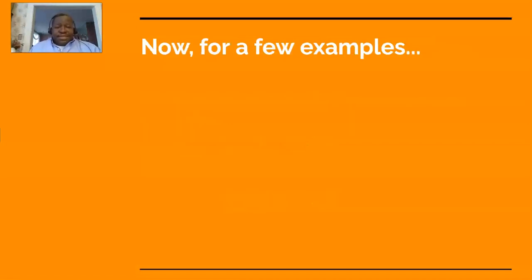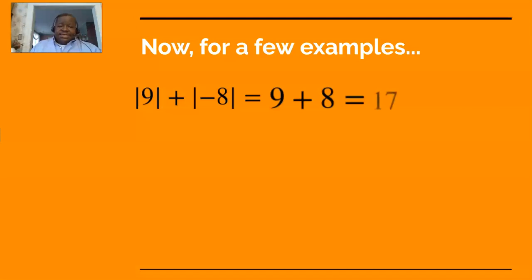Now, for a few examples, the absolute value of 9 plus the absolute value of negative 8. The first thing that we're going to do is evaluate inside the absolute value bars before we can do that addition between those. So that's 9 plus 8, and 9 plus 8 is 17.